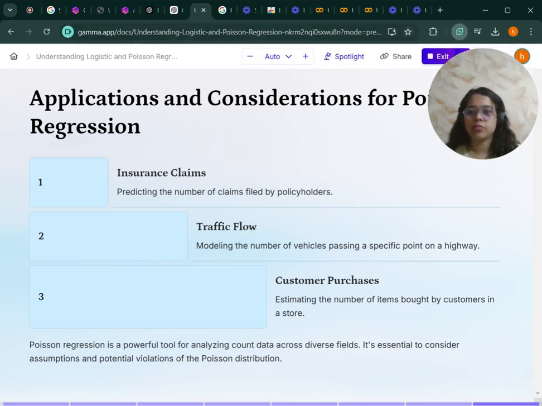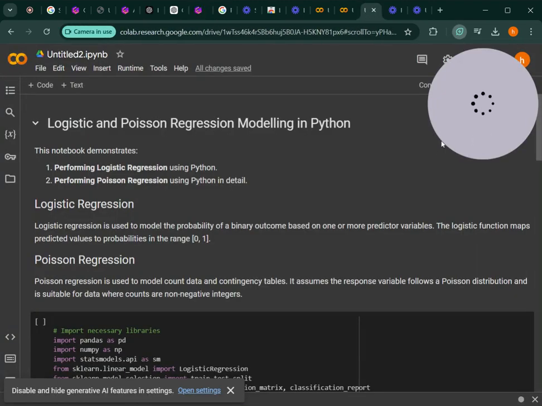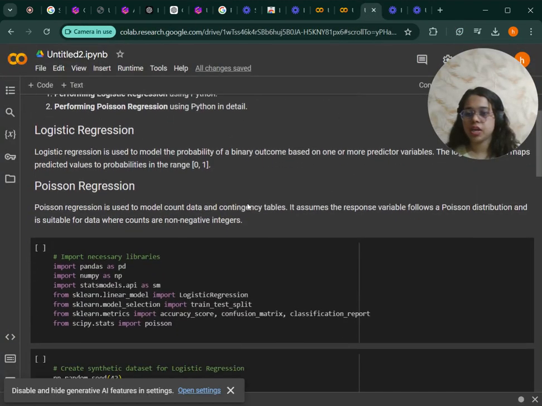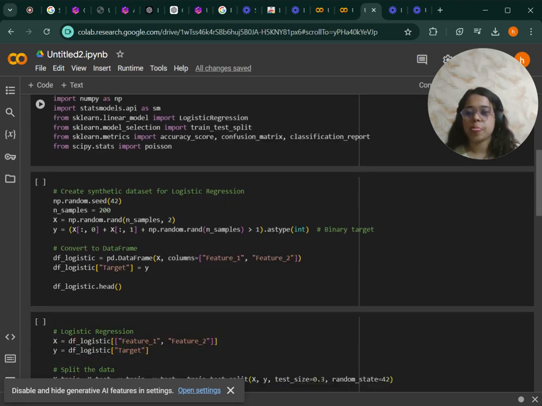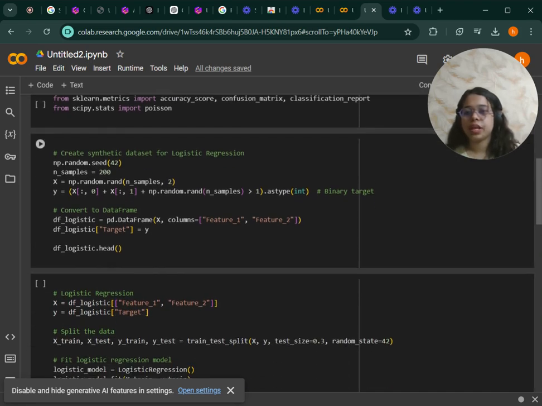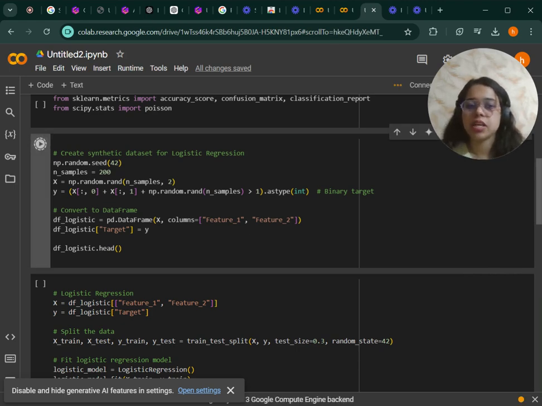Now let's move to our coding part. Here in this code, I have imported the necessary libraries such as pandas, numpy, statsmodels, sklearn and its sublibraries, and scipy stats, which imports poisson. Now, creating a synthetic dataset for logistic regression, we have created a random state and then random samples, and then fit with our X, which will go into the training and testing sets, and then y, which is our binary target. Now converting it to a data frame, and then we are printing the first five values with head.